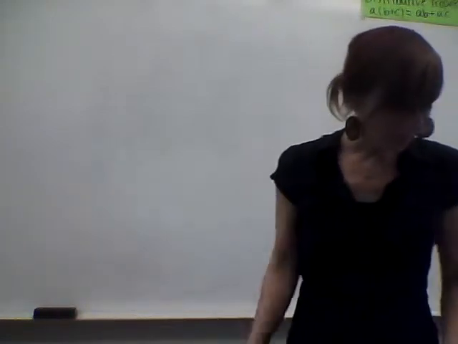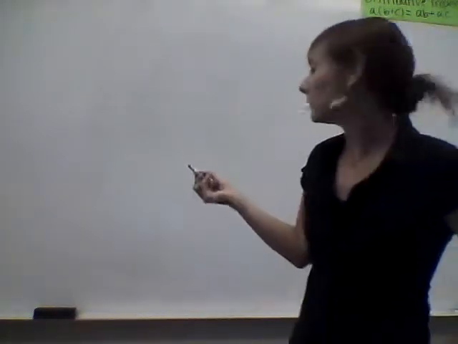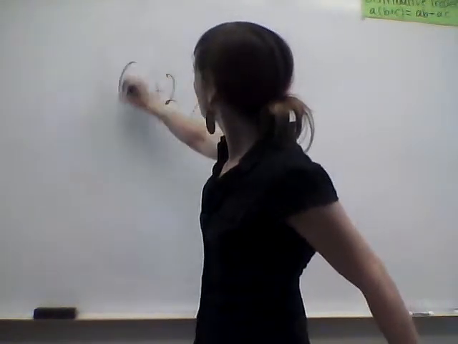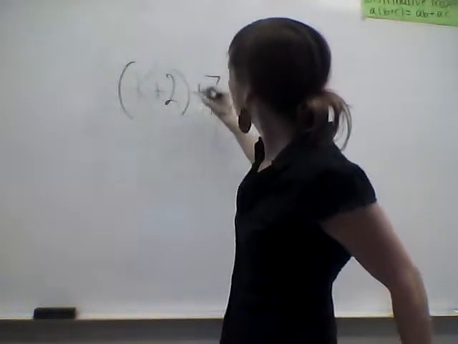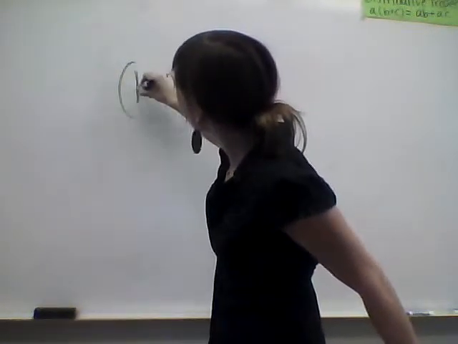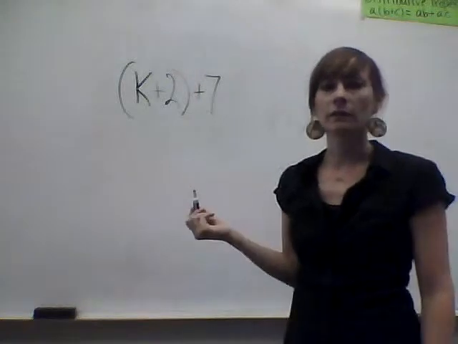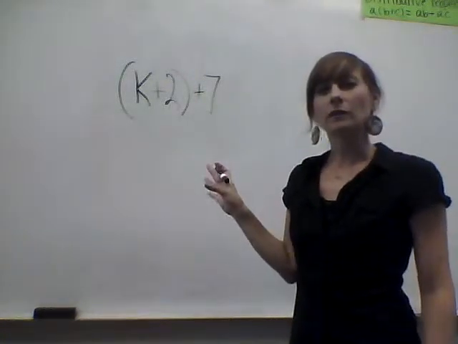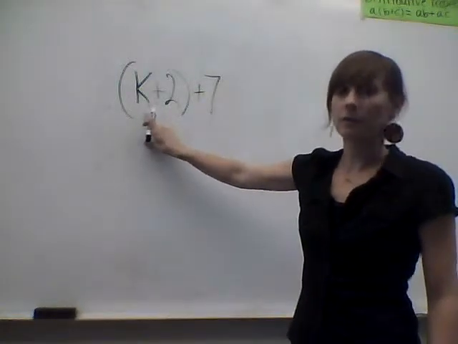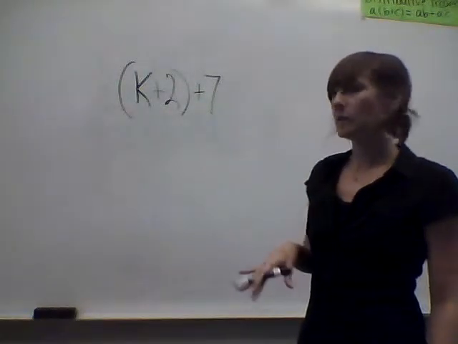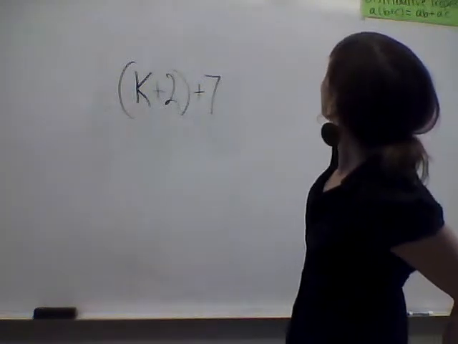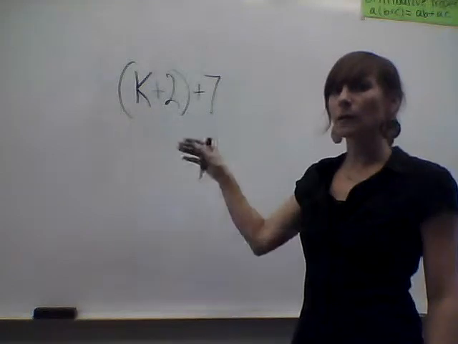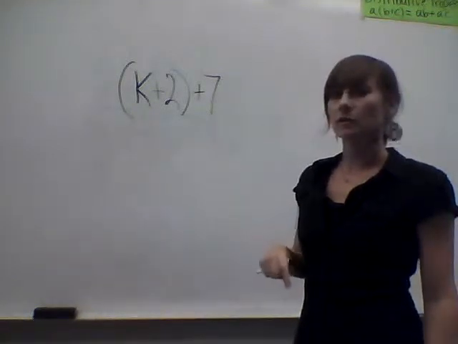Okay, so for example, if you have k plus 2 in grouping symbols, like this, k plus 2 plus 7. Okay, so k represents a number, right? But we don't know what it is, so we can't solve this. There's no answer here because we have no idea what k equals. But we can simplify it because of the associative property of addition. So we can change things around and we can still add these all together.